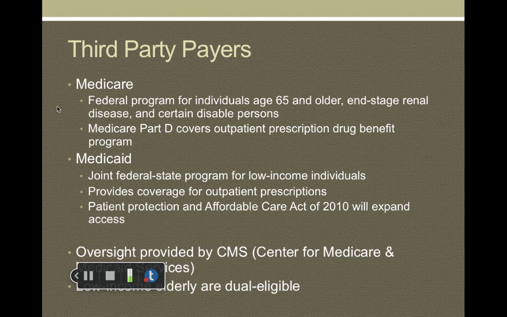So the primary third-party payers that you're going to see in a community pharmacy setting are generally our government payers, so Medicare and Medicaid. As a refresher, Medicare is a federal program for individuals of retirement age, so those are 65 and older. Sometimes for specialized conditions, so if people are disabled or have end-stage renal disease, they would be eligible. And that's going to cover outpatient prescription drug benefits.